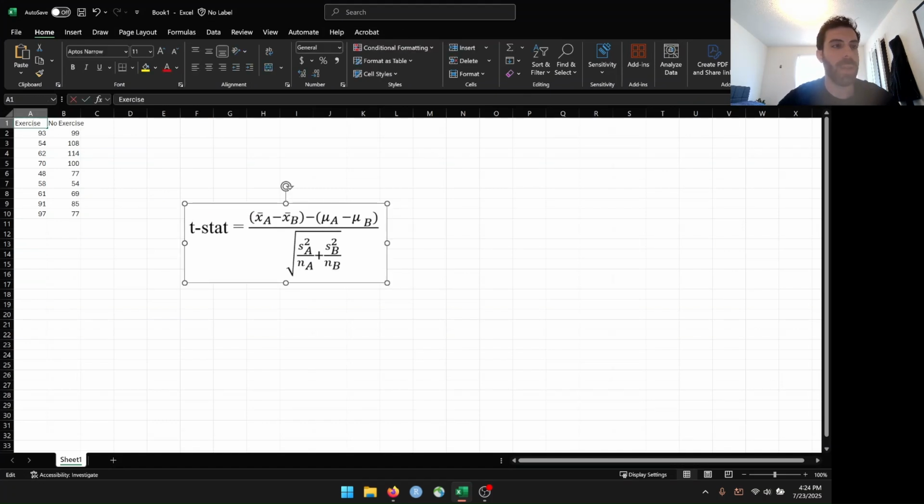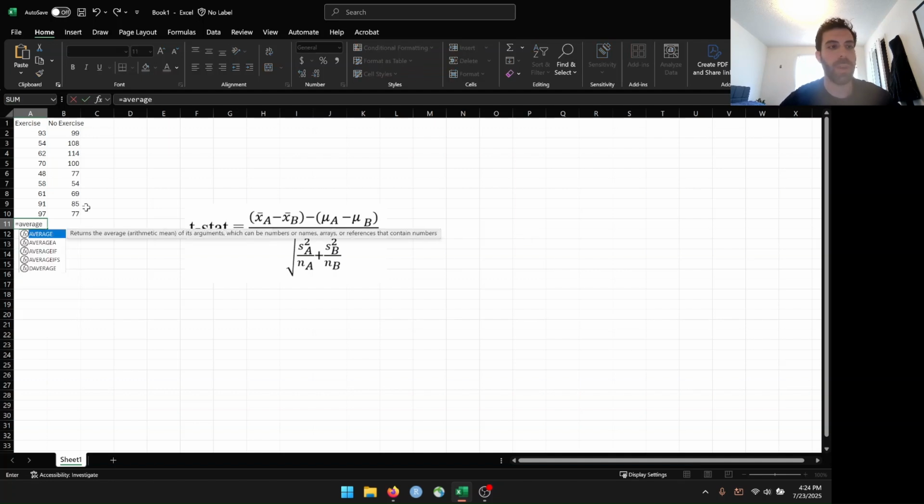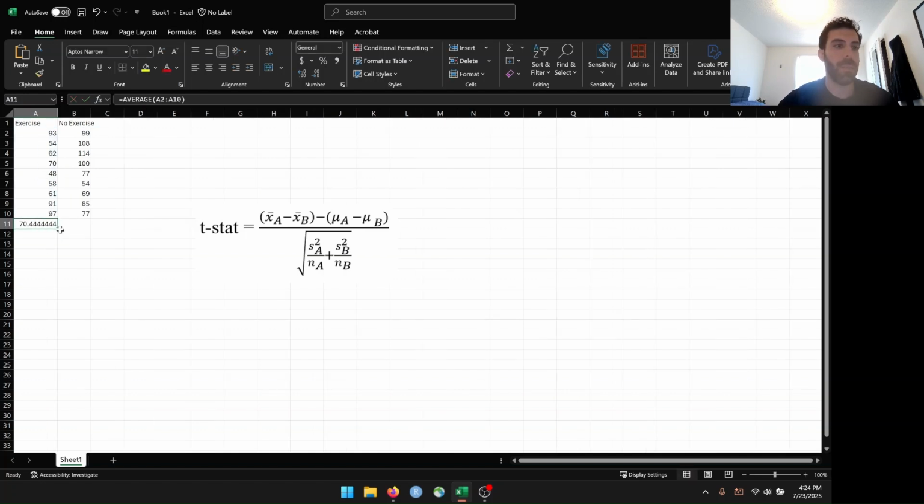So here's some data that I made up about people who exercise and people who don't. And the first step, as you can see in the numerator, is to calculate the difference in means. That's pretty easy in Excel. It's just the average function. We have the mean of people who exercise compared to the mean of people who don't.